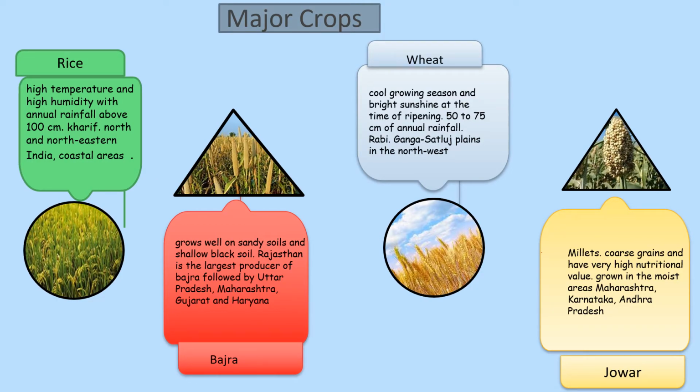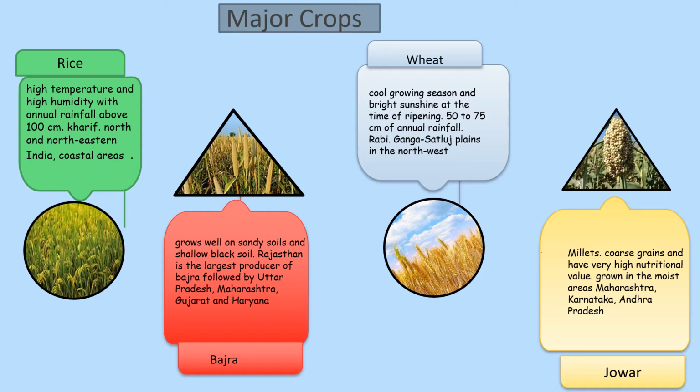Now let's look into the major crops that are grown in India. Children, while studying this subtopic, you will have to consider 4 points: the climate required for the crops to grow, the place where the crops are growing, the type of soil and the type of crops. Now let's look at them one by one.